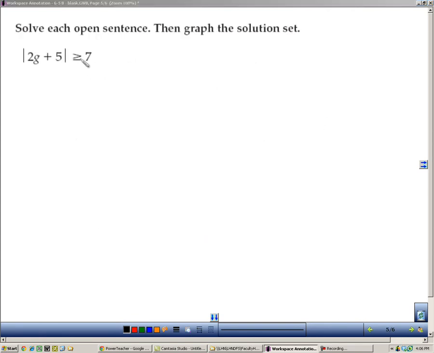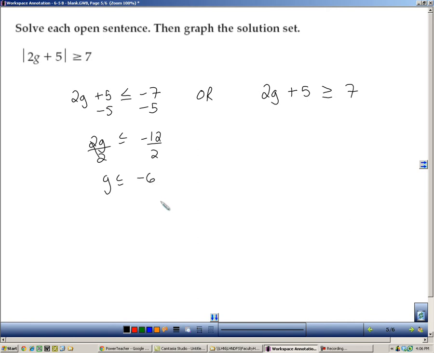Here's another or problem because it's greater than or equal to. So 2g plus 5. In an or, we go less than the negative. Make sure we do equal to because this one's equal to. And then 2g plus 5 is greater than the +7. So g is less than or equal to -6. G is greater than or equal to 1. It's an or problem.